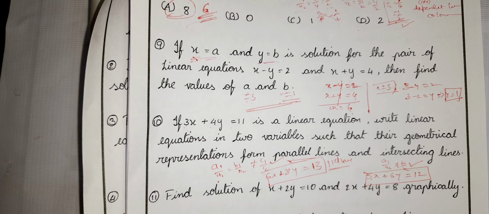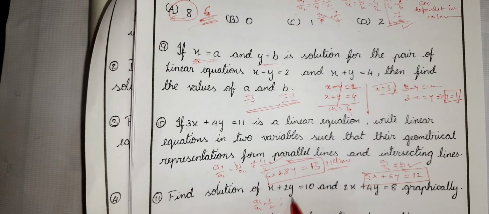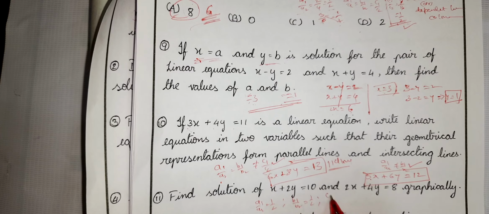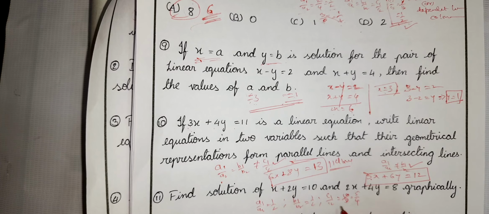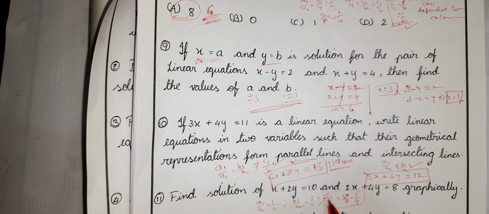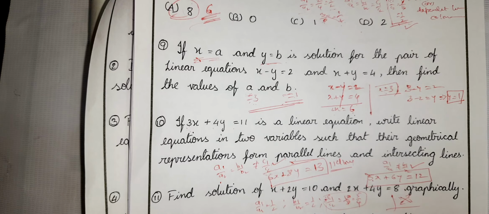Find the solution of x plus 2y is equal to 10 and 2x plus 4y is equal to 8 graphically. The same thing again. You have to verify first A1 by A2, B1 by B2, and C1 by C2. Now A1 by A2 is equal to 1 by 2, B1 by B2 is equal to 2 by 4, that is 1 by 2, C1 by C2 is equal to 10 by 8, that is 5 by 4. So A1 by A2 is equal to B1 by B2 but not equal to C1 by C2.